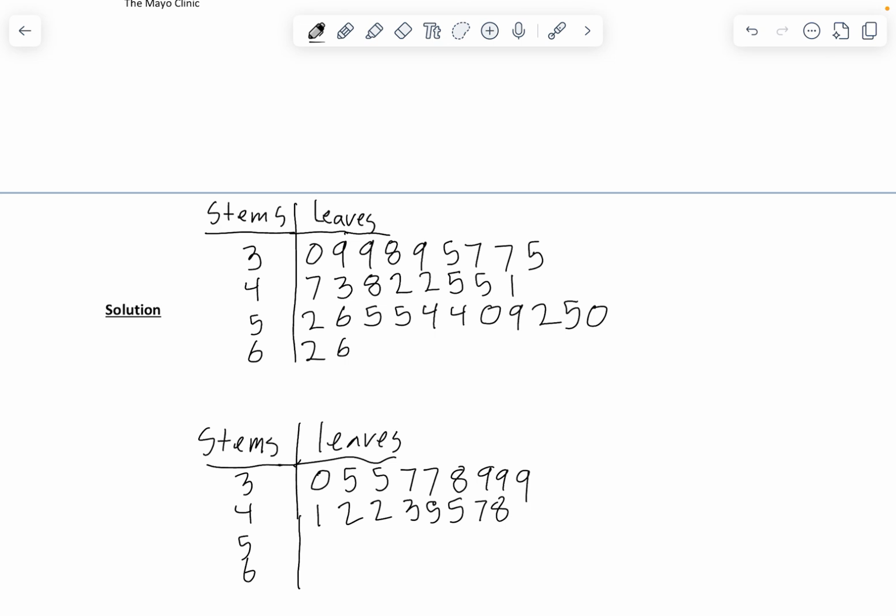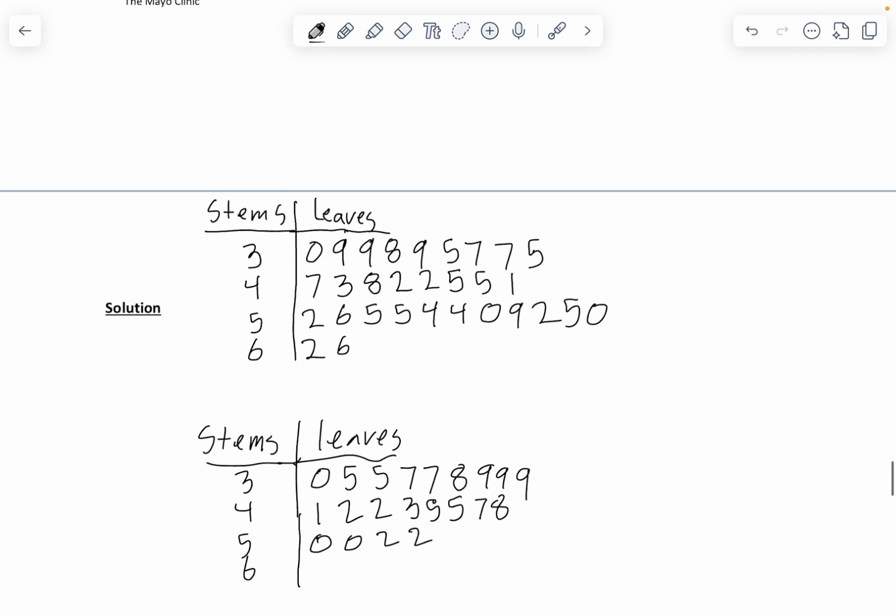And then the 5s, this is the longest one. I've got 2 0s. I don't have any 1s. I've got 2 2s. And then no 3s. I've got 2 4s, 3 5s, 1 6. No 7s, no 8s. Looks like 1 9. And then 2 and 6 for the last one.